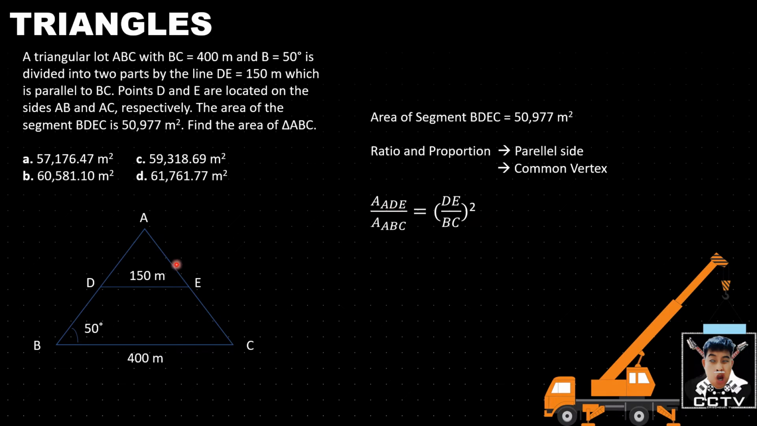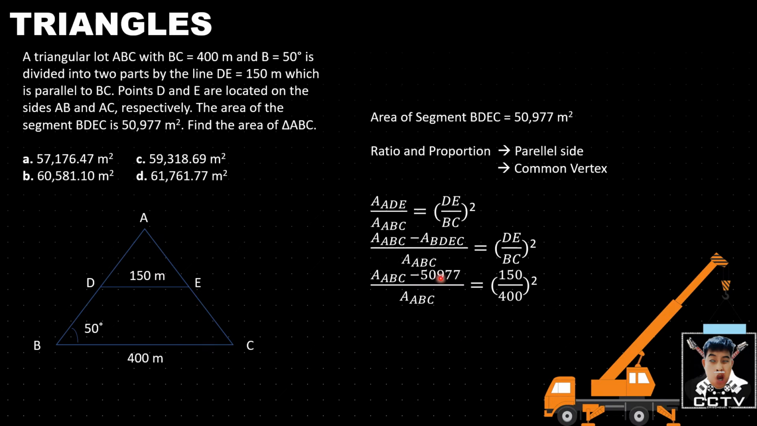Katulad nito, area of ADE, ito, smaller triangle, and area of ABC, a larger triangle, common vertex, which is A, and DE at BC, which is parallel naman, parallel side. I-square mo to match their unit, kasi nga area is square meter. And then, transpose mo lang. Ang area ADE kasi is area of the whole triangle minus this trapezoid. Kaya, ito.